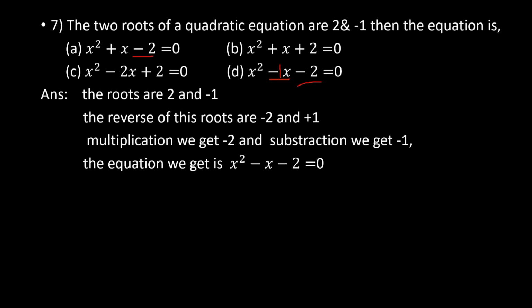So where do we have this? In option D we have it, that is C as minus 2. By multiplying the numbers we get that, and by subtracting we get the middle value. So we have option D as the correct answer. We get x square minus x minus 2 is equal to 0.